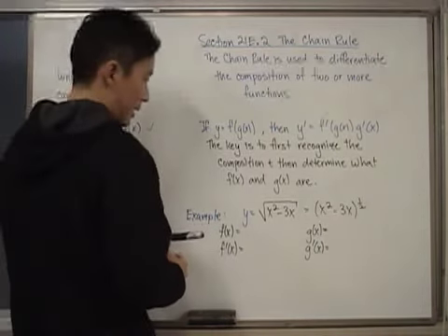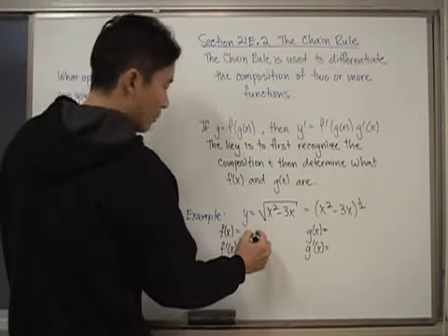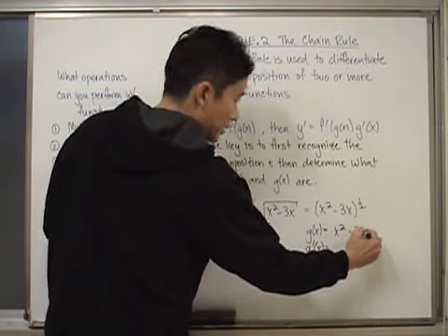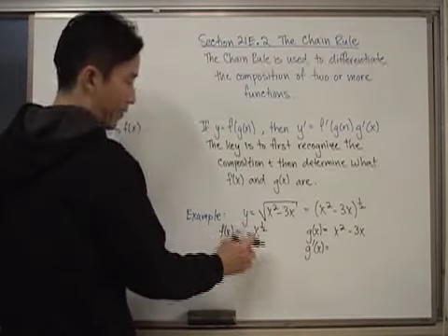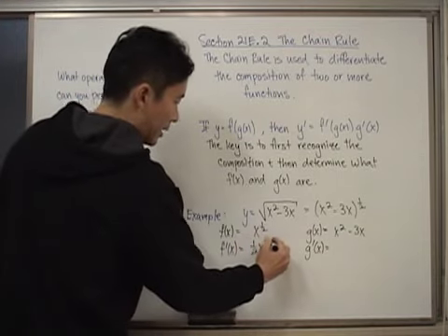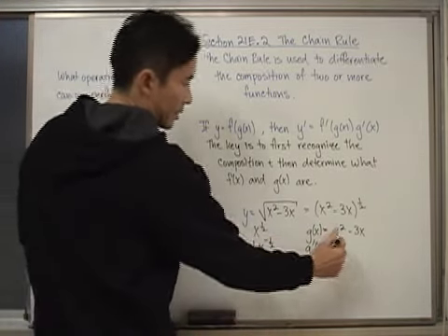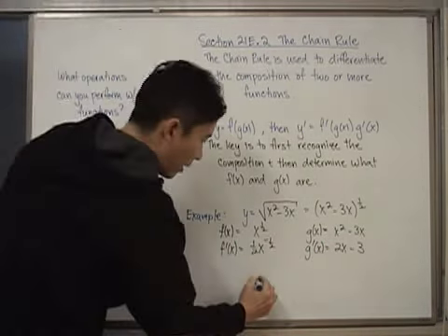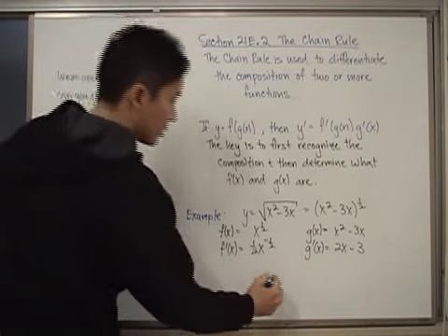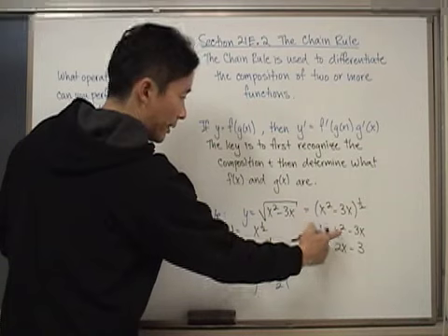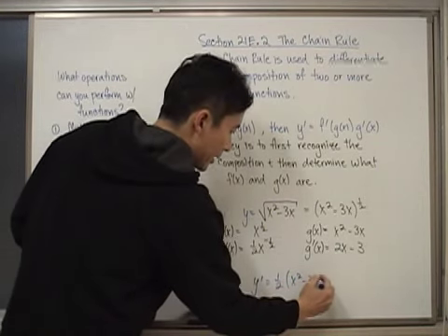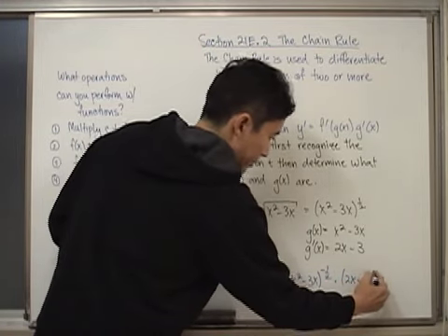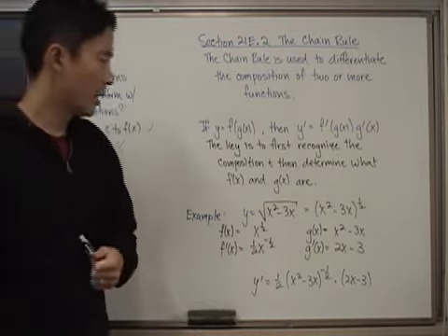So what we have then is for f of x, we have x to the 1/2 power. G of x is going to be x squared minus 3x. So if I take the derivative of f of x, that's going to be 1/2 x to the negative 1/2. G prime of x is going to be equal to 2x minus 3. Okay, so there you go. Y prime, in this case, is going to be equal to 1/2 times the quantity x squared minus 3x to the negative 1/2 power, times 2x minus 3. Okay, and there you go.